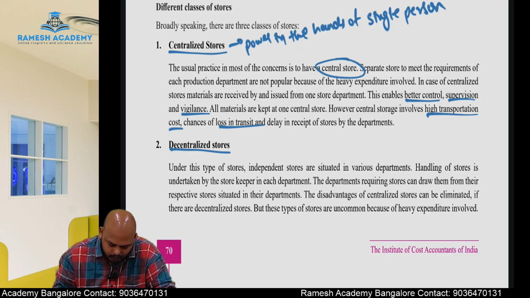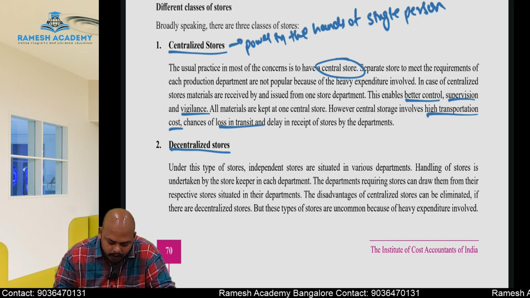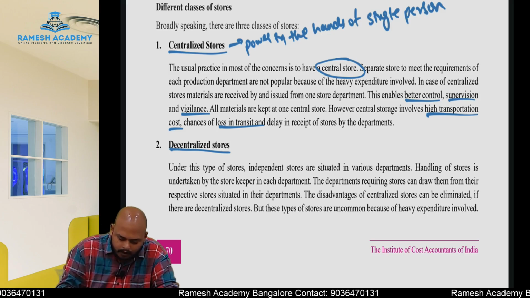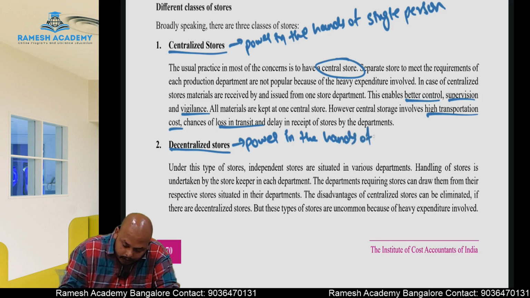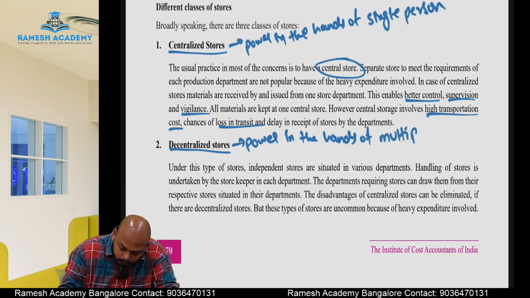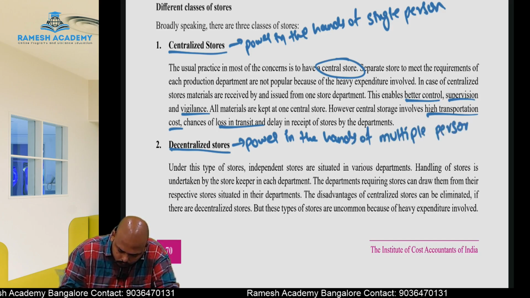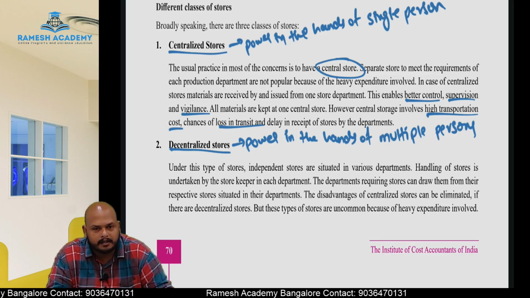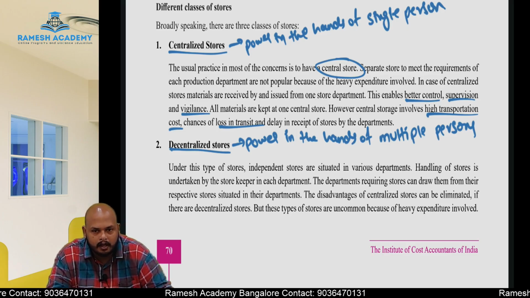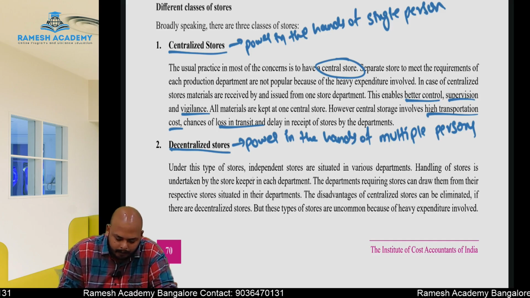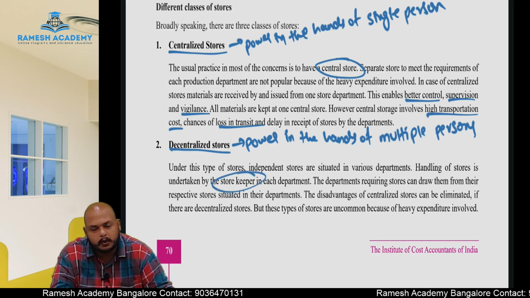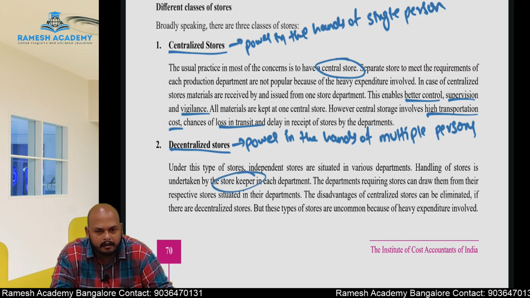Next, decentralized stores. Under this type of store, independent stores are situated in various departments. Handling of stores is undertaken by the storekeeper in each department. So basically, in short, power is in the hands of multiple persons. In the case of decentralized stores, the power will be in the hands of multiple people. Handling of stores is undertaken generally by the storekeeper in each department. So in each department, a storekeeper will be there taking care. Means the power is in the hands of the storekeeper here.